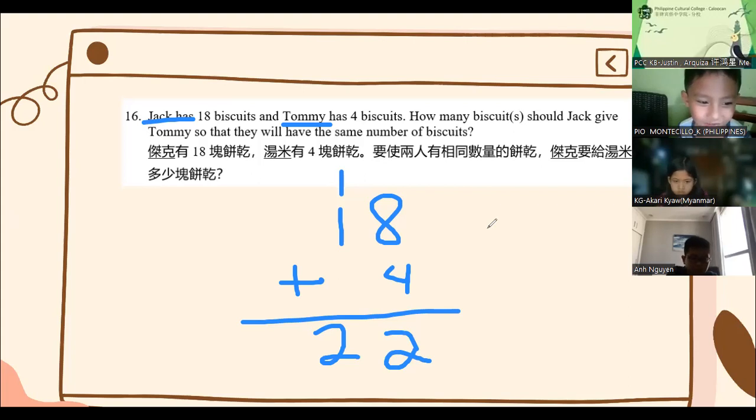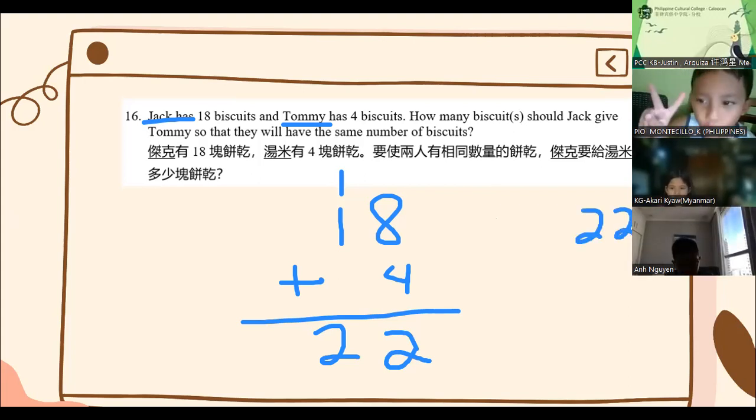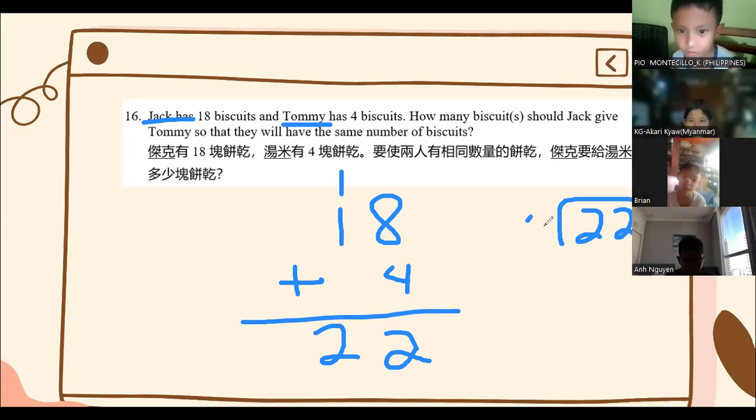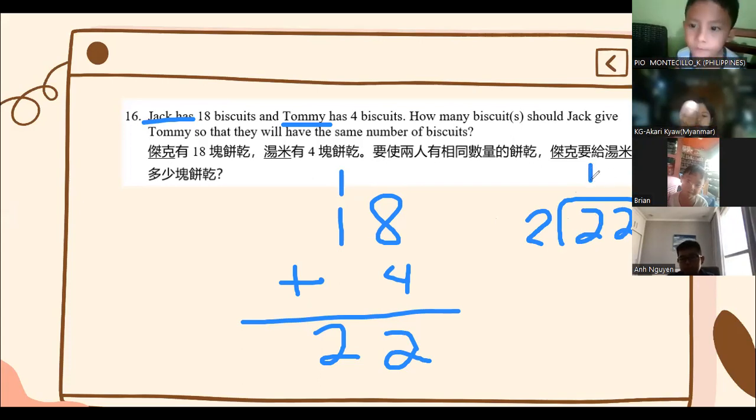Biscuits are 22. And then we're going to divide that into 2. Because why? We have 2 persons. Very good. We have 2 persons that's dividing the biscuits. We have Jack and Tommy. So that's why we're going to divide it into 2. And then this will become 11.